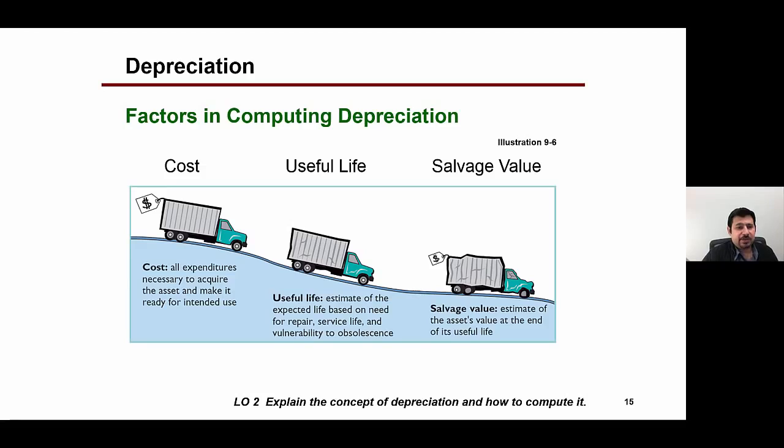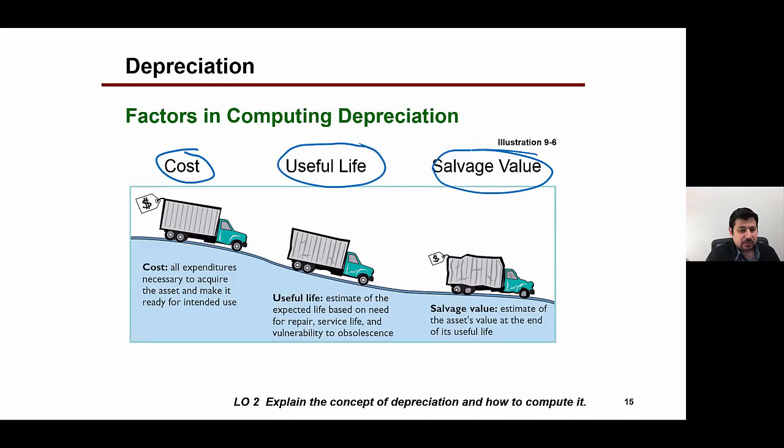There are three main factors that affect the computation of depreciation. First one is cost. This is the original cost of the asset. And again, it's not just the purchase price, it's the cost at which it was reported. And then the estimated useful lifetime, as well as the salvage value. The salvage value is also known as residual value. This is what the company expects to get in return of the fully depreciated asset.